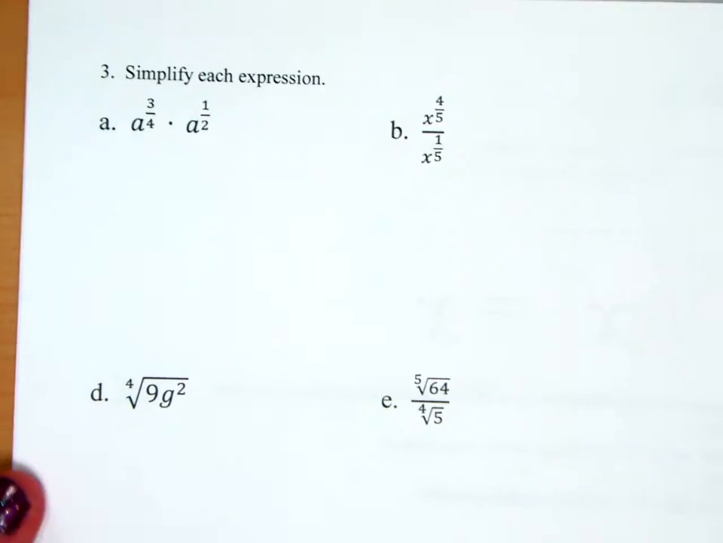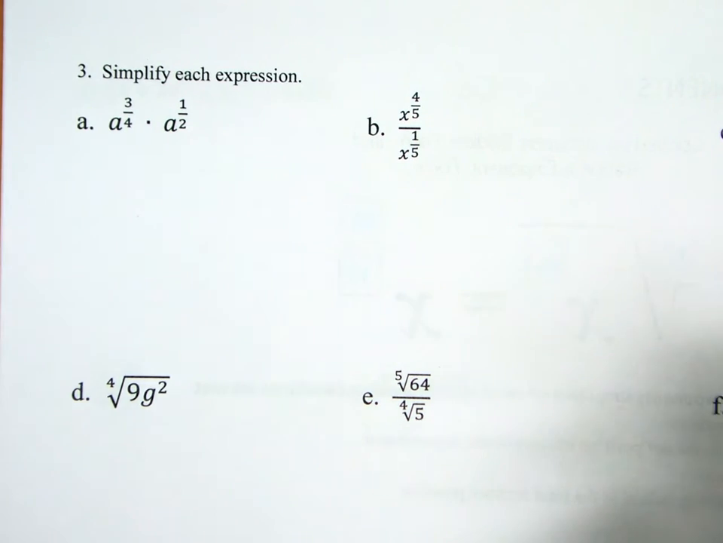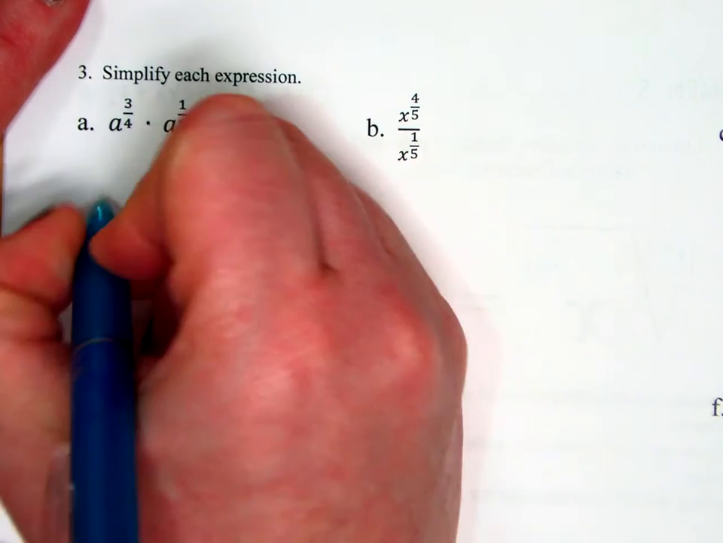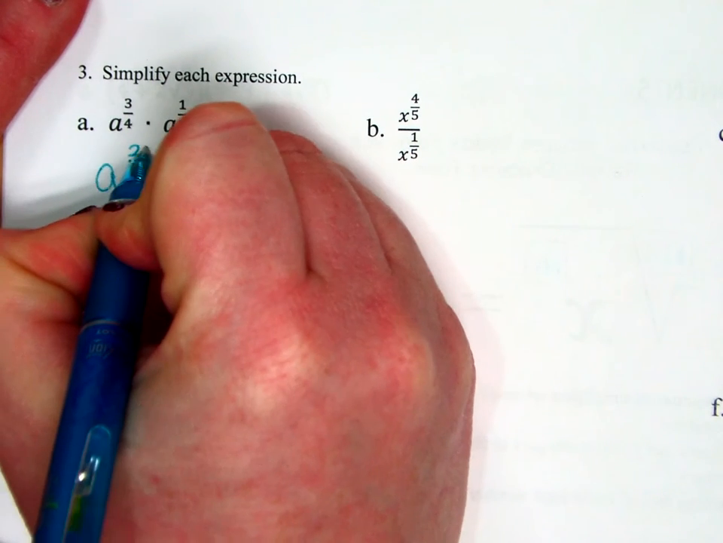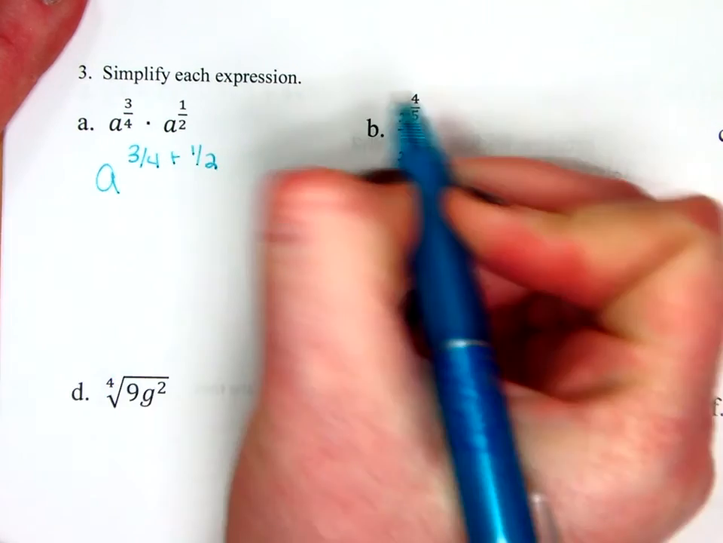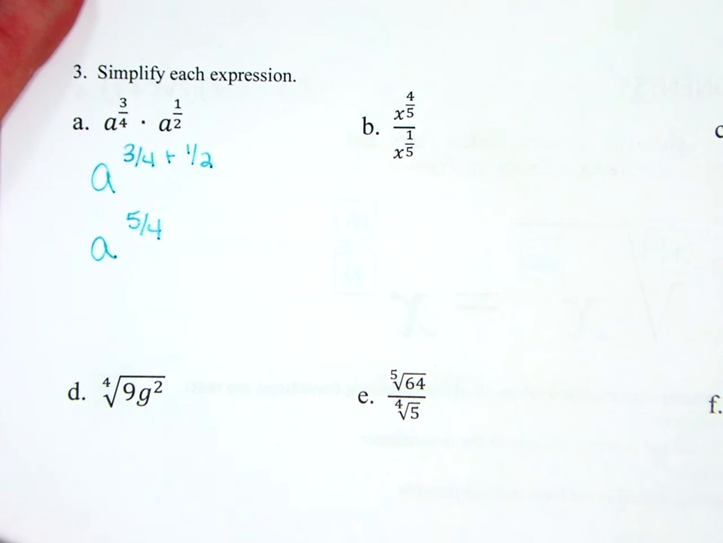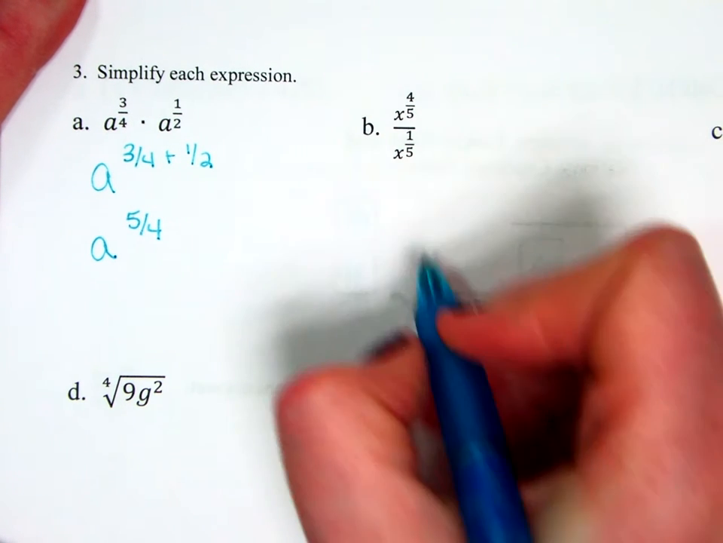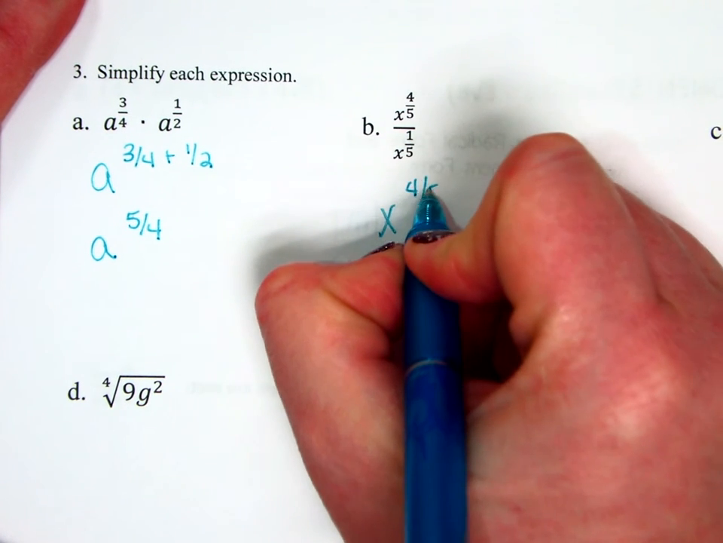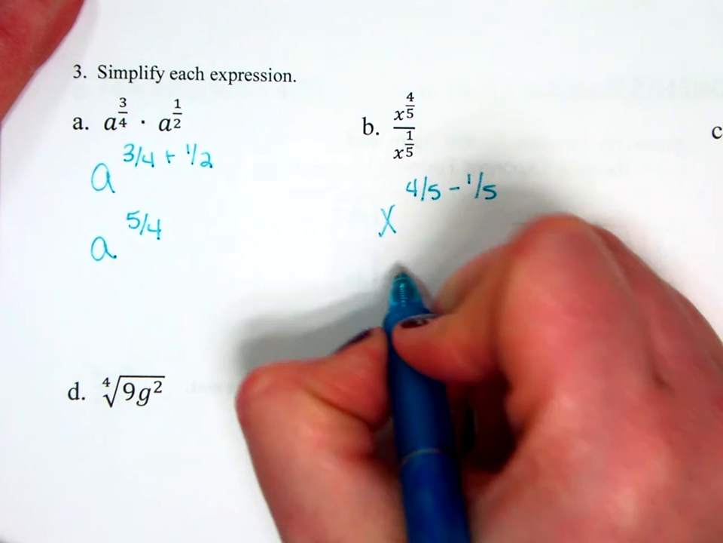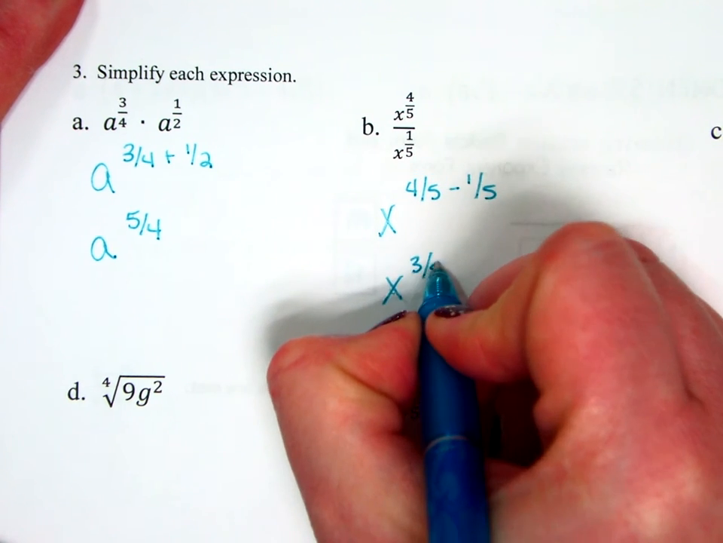On the back side, if you have the same bases, so these are both the same bases, you just add your exponents. So a to the 3/4 plus 1/2, which gives you a to the 5/4. Done. Division is subtraction, so x to the 4/5 minus 1/5, x to the 3/5. Done.